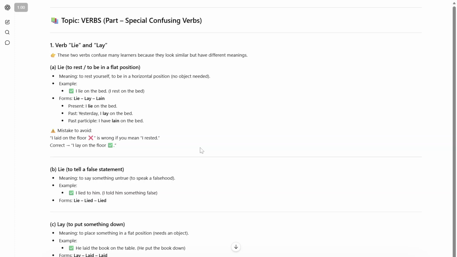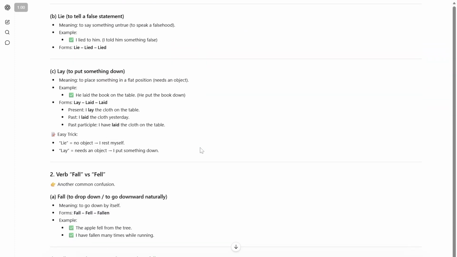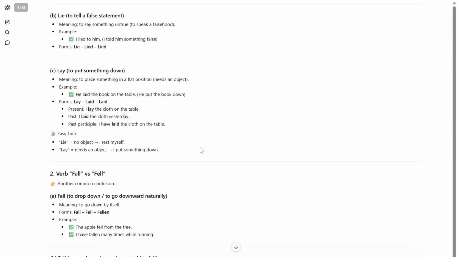B. Lie: to tell a false statement, meaning to say something untrue, to speak a falsehood. Example: I lied to him. I told him something false. Forms: lie, lied, lied. C. Lay: to put something down, meaning to place something in a flat position, needs an object. Example: he laid the book on the table. He put the book down. Forms: lay, laid, laid. Present: I lay the cloth on the table.